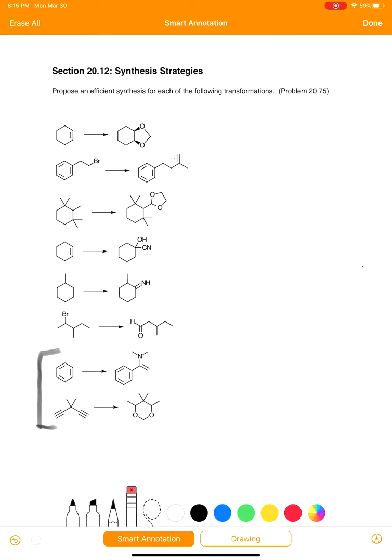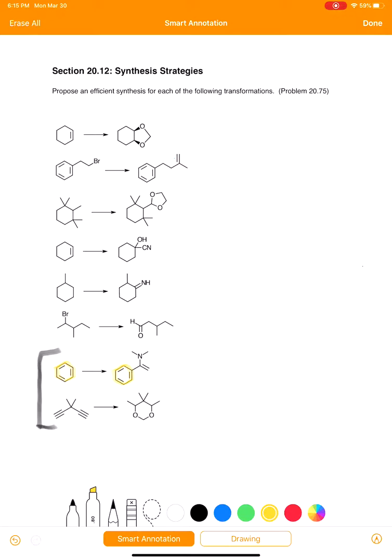We have two more reactions left on this worksheet. Let's start by highlighting the carbons in the reactant that are also present in the product. So we can see that we're going to need to add some carbons to this molecule. We're going to need to add quite a few carbons to this molecule.